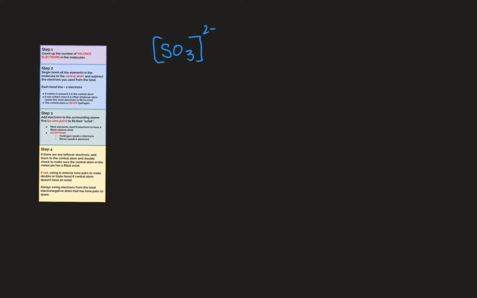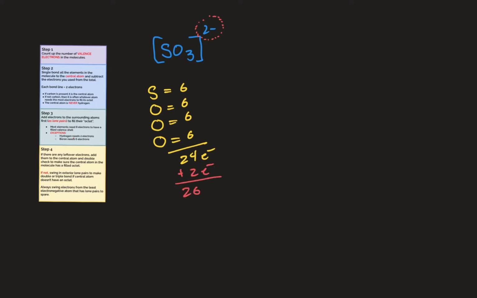Now let's do the same thing for SO3 2 minus, which we know is the sulfite ion. Sulfite has 1 sulfur with 3 oxygens, all of which have 6 valence electrons, for a total of 24 valence electrons. But since sulfite has a 2 minus charge, we have to take that into account. A 2 minus charge means that the molecule has gained 2 electrons. So we have to add that to the total for a total of 26 electrons in our bonding structure.